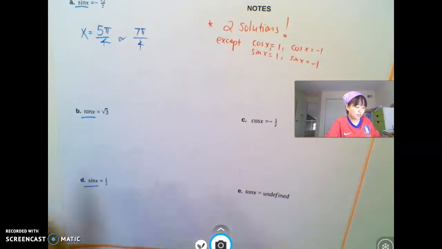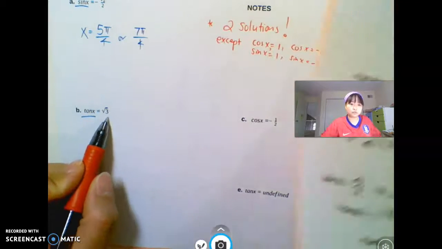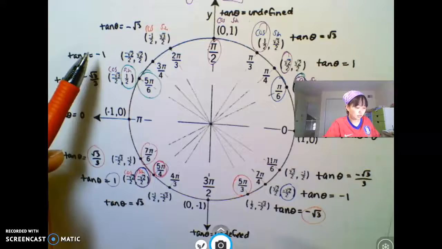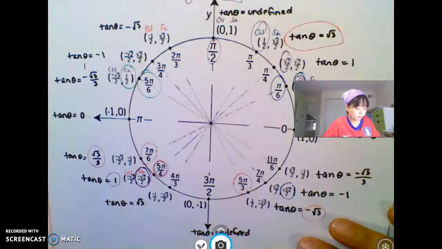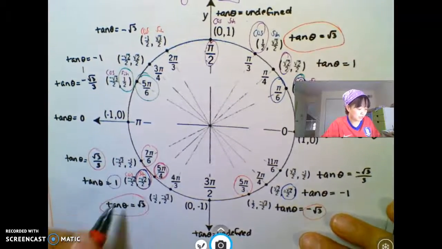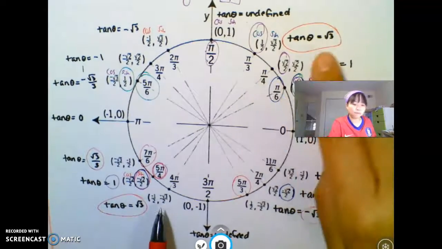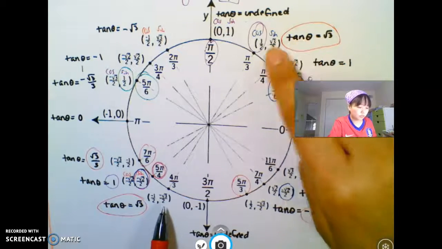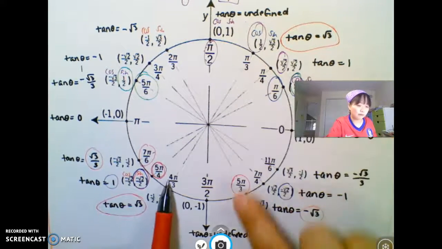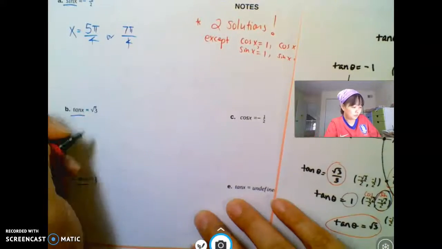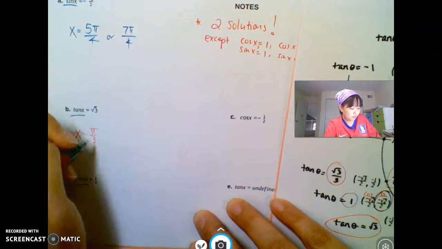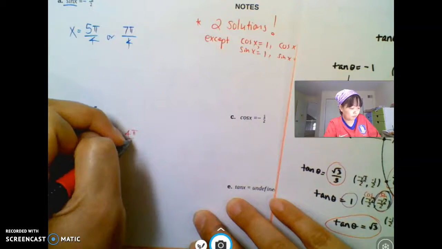So let's take a look. Tangent of x is root 3. So look for root 3 at tangent. Okay, tangent at root 3 right there. Do I have any other root 3? Yes. See, you always have to find 2 solutions. So this one is at pi over 3. This one is at 4 pi over 3. So it is pi over 3 or 4 pi over 3.